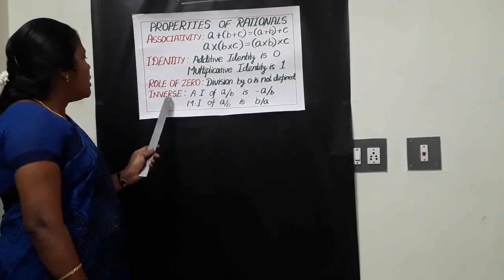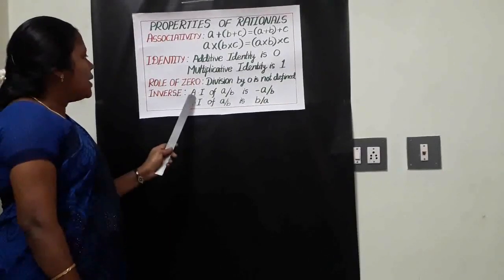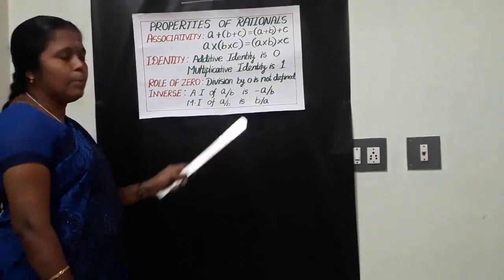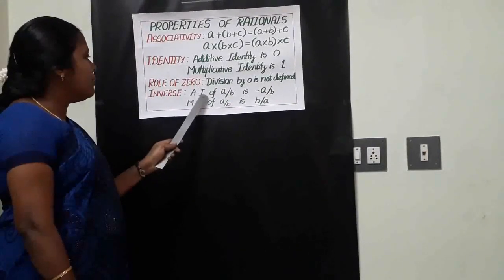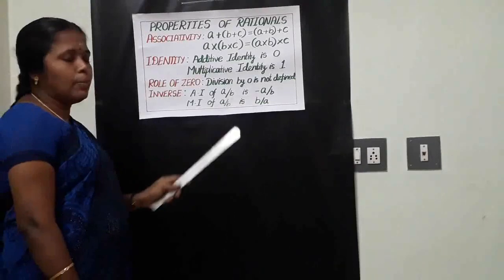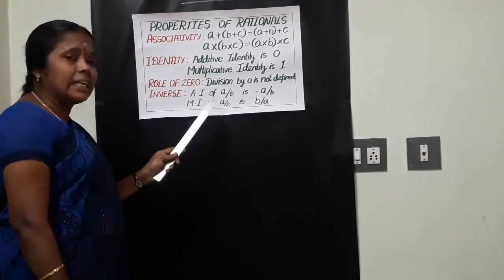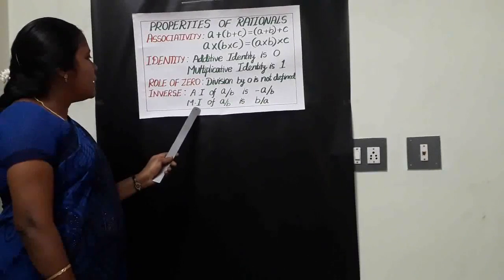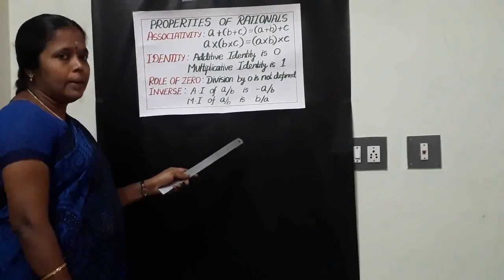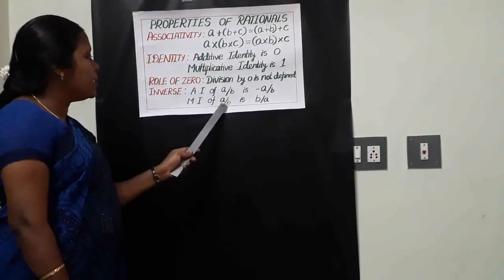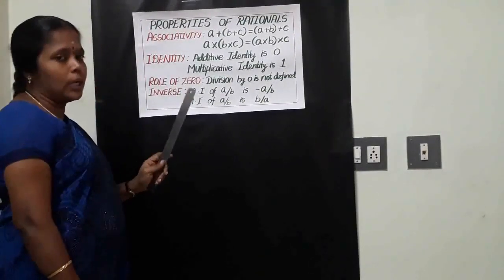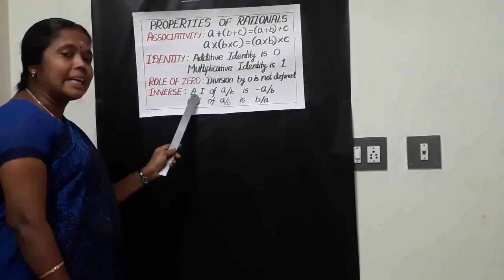Okay. Then the last property, inverse. Additive inverse of any rational number a/b is minus a/b. What is that, children? Additive inverse of any rational number a/b is minus a/b. Additive inverse's other name is negative number. Next one, multiplicative inverse of any rational number a/b is b/a. Multiplicative inverse's other name is reciprocal. Additive inverse's other name is negative number.